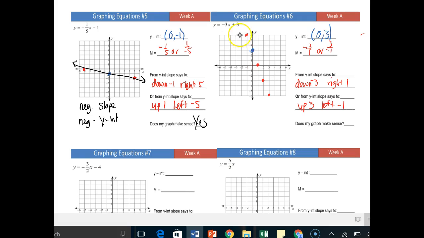So again, notice how I have a negative sloping line. That's exactly what I want, given that my equation said I had a negative slope. And notice also that my y-intercept this time is actually positive, and that's fine because my equation said the y-intercept should be a +3. So does my graph make sense? Yes, it does.